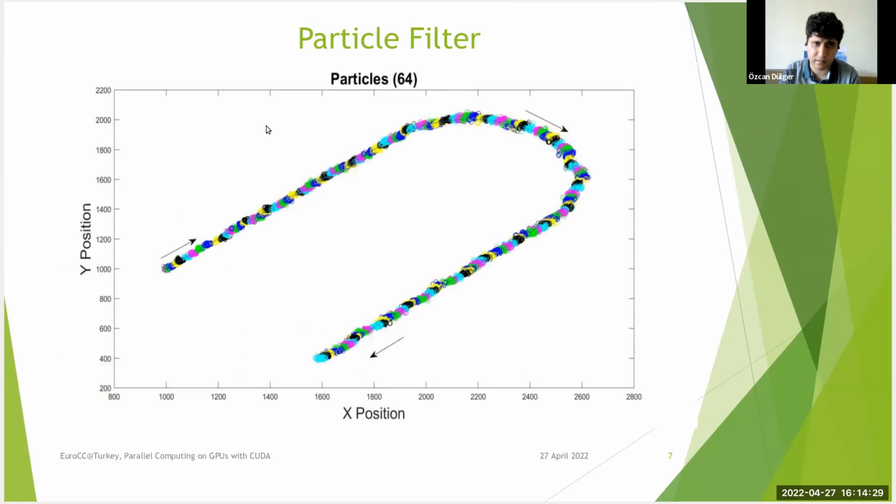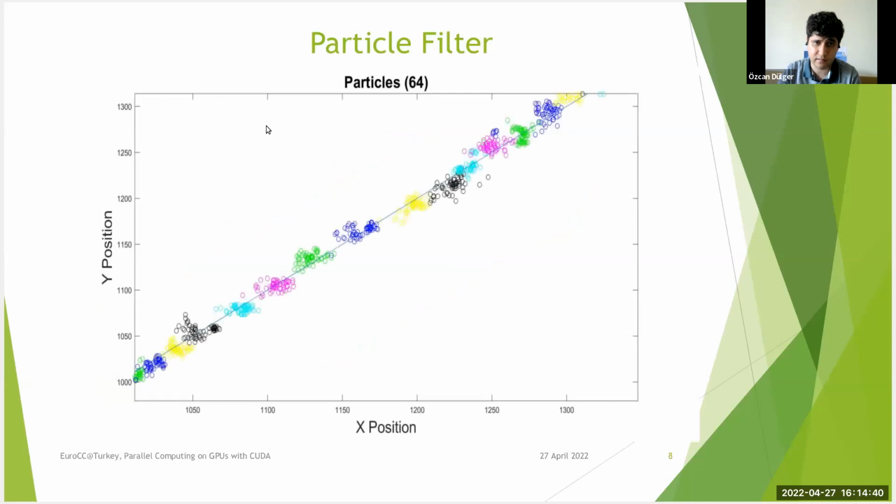This is an illustration, a 2D position of a plane. The number of particles is 64 here. Each color set represents a particle set for a particular time. Here is the zoomed version of it. As you see, the different color sets are the particle sets for the corresponding times, the circles are particles, and the weighted average of these particles is the estimation of the target.